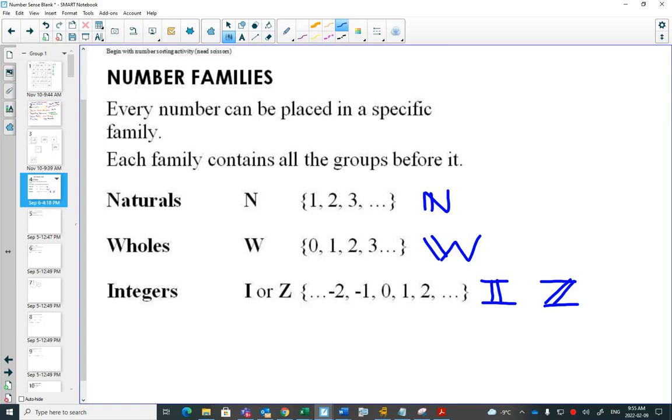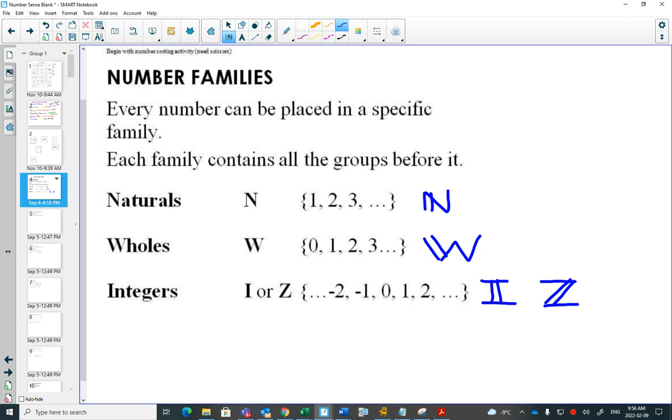Now, sometimes, I think this comes from the United States, they use the symbol I for integers, because integers start with I, seems to make sense, right? The international symbol is a Z. It comes from the German word Zahlen, which starts with Z. And it is the international symbol for integers. So integers include all of the natural numbers. They include 0, so they include all of the whole numbers.